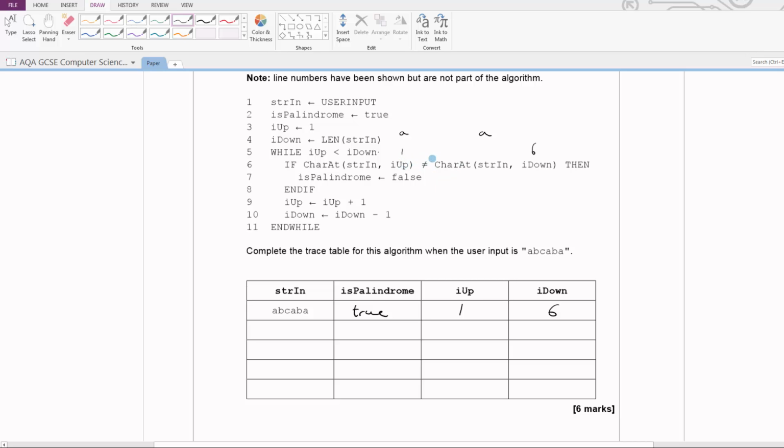so we skip this bit and just go to i_up is now i_up plus 1, so 1 plus 1 is 2, and then i_down is i_down minus 1, so 6 minus 1 is 5.